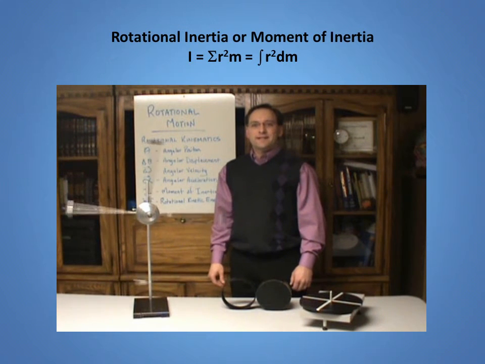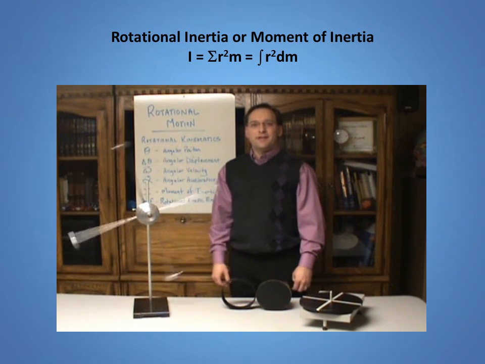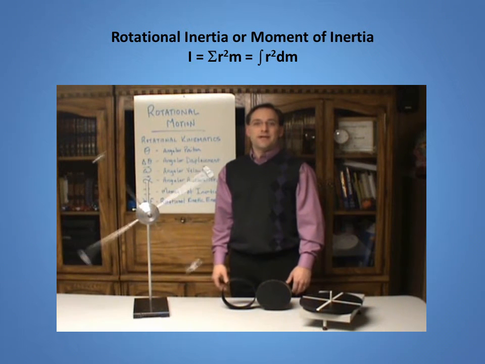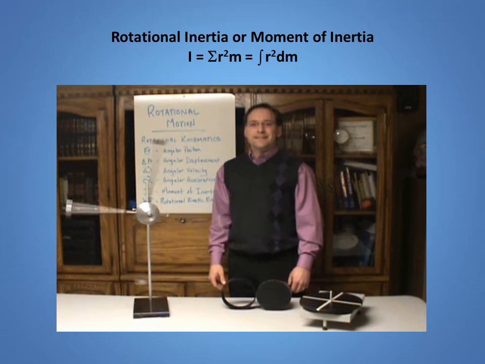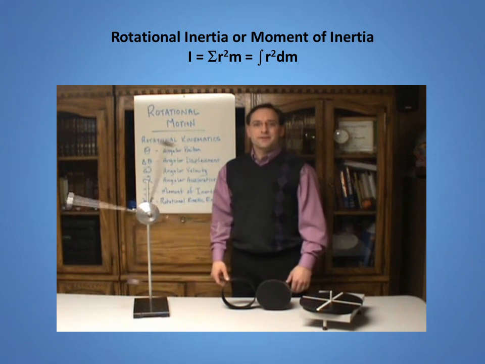Each object has a tendency to resist a change in its state of rotational motion. It has rotational inertia. If it is already rotating, it wants to keep on rotating, like this rotational inertia demonstrator. If it is at rest, it wants to stay at rest, like these objects right here.